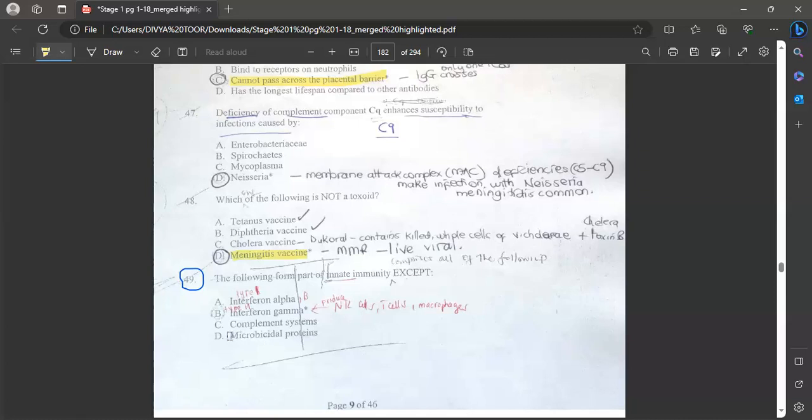We haven't received the picture yet. And the tick has just gone. Yes. Okay, great. The parts of the innate are inflammation, interferons, natural killer cells, and the complement system. So that would just leave microbicidal proteins as the answer. Makes sense. Okay, then. I guess that's settled.